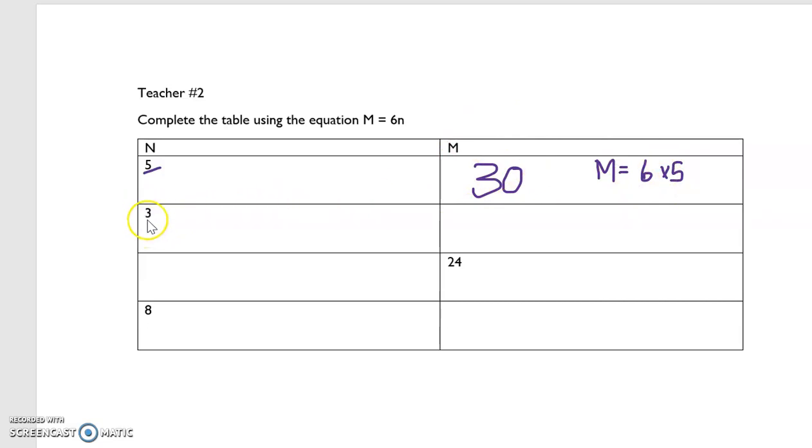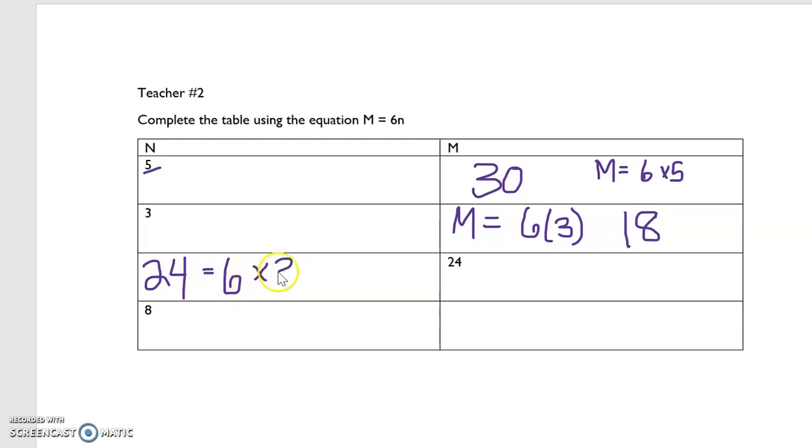The next one, I have 3 in the n column. So to fill in this empty box, I'm going to replace my n with a 3. Remembering that's not 63, but 6 times 3, which is 18. In my next box, 24 is representing the m. So I'll replace 24 for m this time. So I'm looking for 6 times what number is 24.